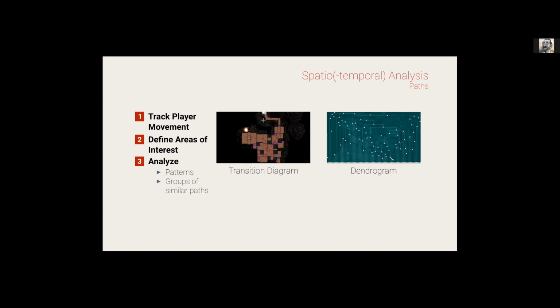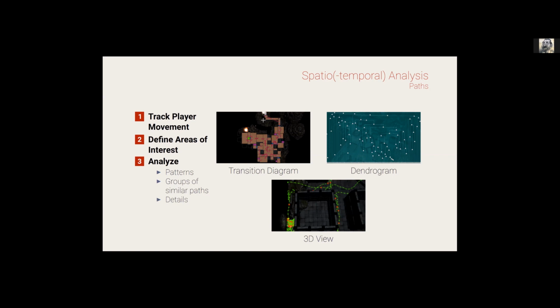And finally, the 3D view allows to view the detailed tracked trajectories. So this is, for example, an interesting case where a player found an unintended path by climbing over a couple of rocks into a room, and then got stuck in the room and could not escape anymore.